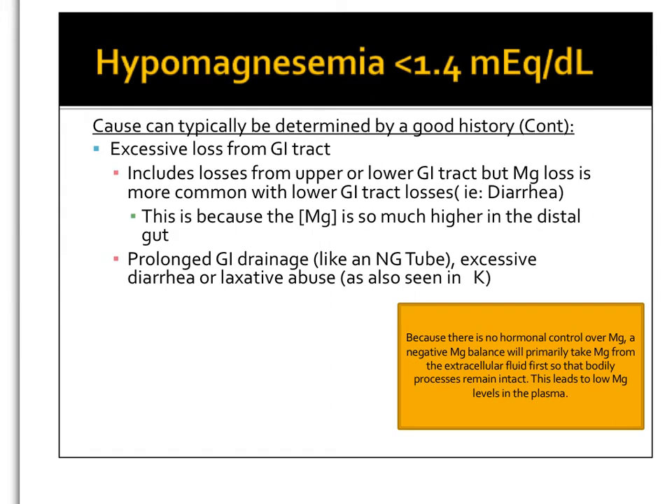Another cause here is excessive loss from the GI tract. This includes both upper and lower GI tract issues, but mag loss, believe it or not, tends to be more common with lower GI tract losses, such as diarrhea. So it's going to be more common with diarrhea than it will be with vomiting. And the reason for this is that apparently there are higher mag levels in the distal gut, as opposed to the proximal portion of the alimentary canal. So remember that you're going to see more mag loss with lower GI tract issues.